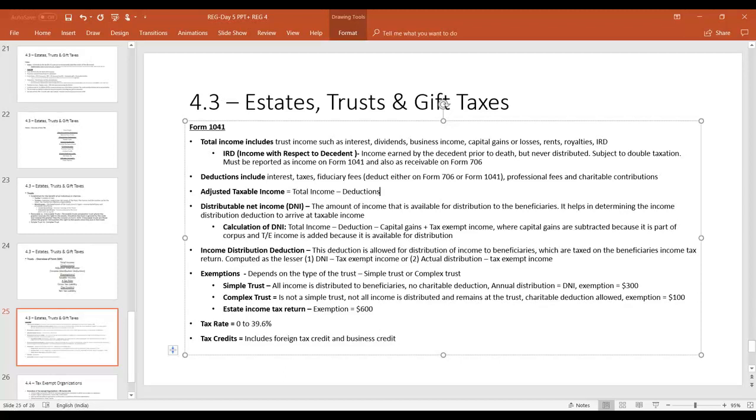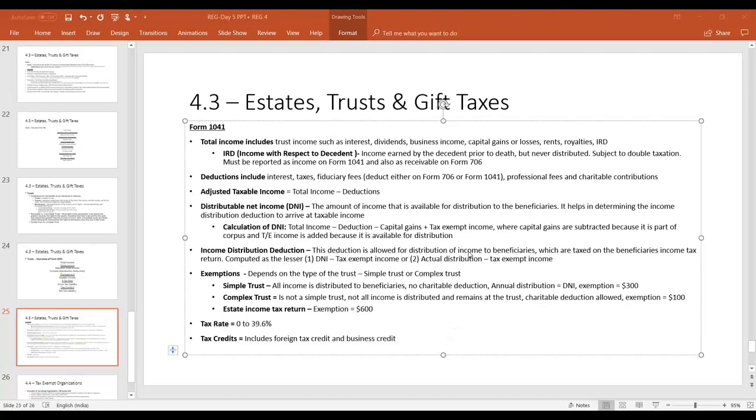Okay, guys, those are the differences between an estate income tax return and a normal trust return that is filed every year. Once you apply these exemptions, you calculate the tax rate, which is very high, 0 to 39.6%. Then some tax credits are applicable. These could be foreign tax credits or any business credits. And then you arrive at your taxable or gross tax liability.